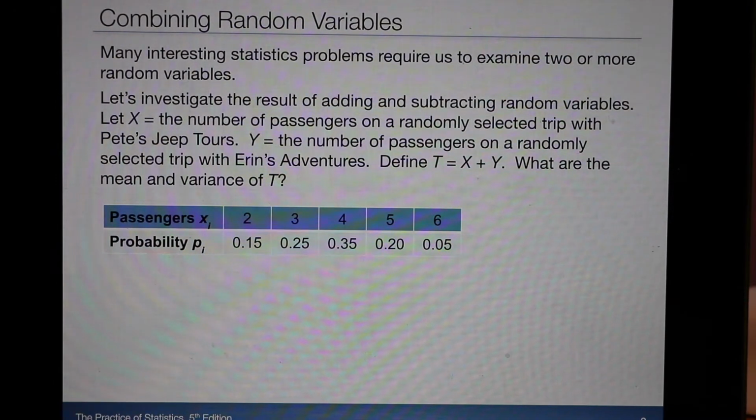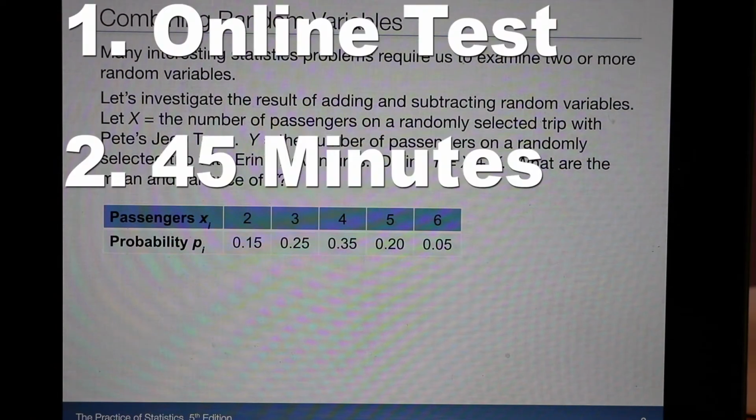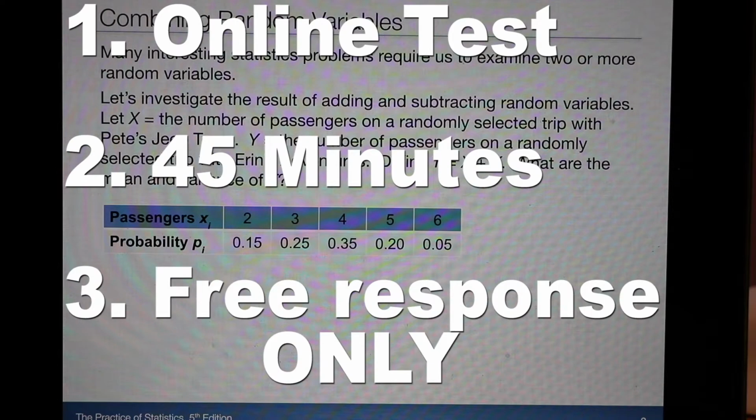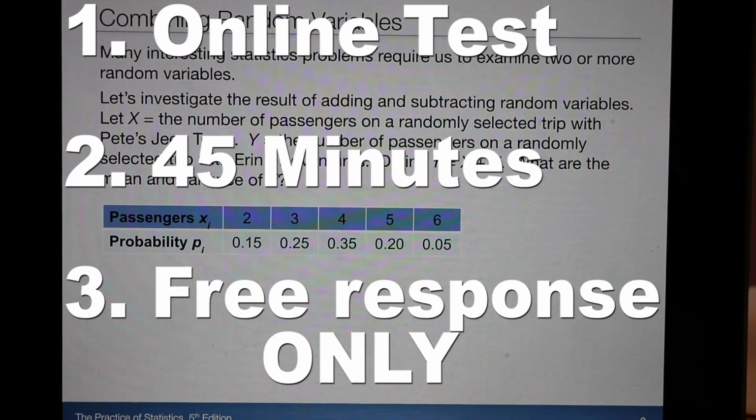I have an update from College Board. This is the big update here. So we know that the test will be online. It'll be 45 minutes. It's also only going to be free response questions. I do not know yet if there's going to be an investigative task or a question 6. I'm going to wait until the beginning of April, so we should find out a little bit later. That is what we know so far.